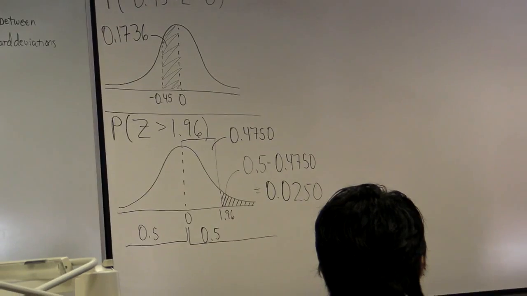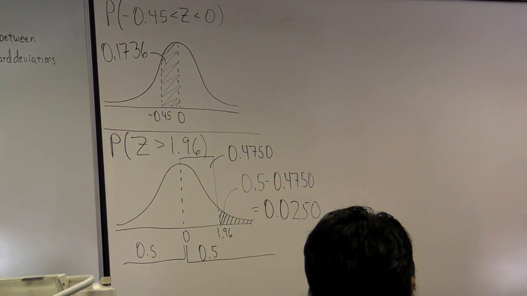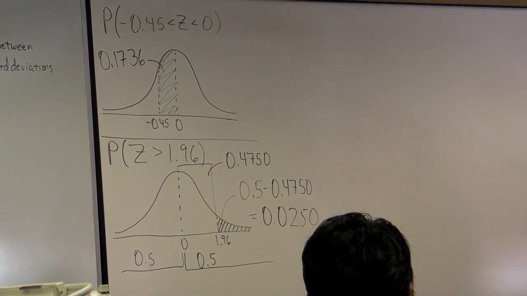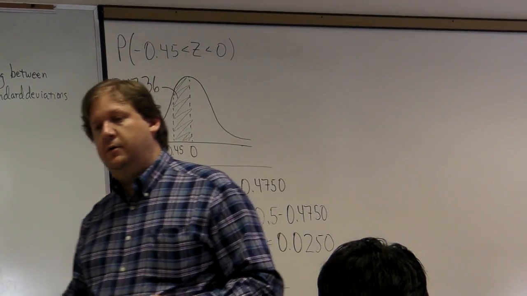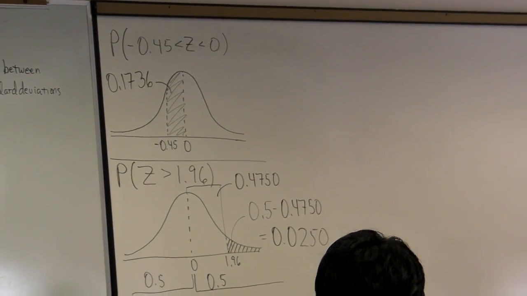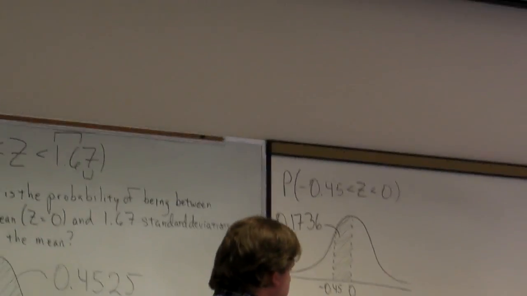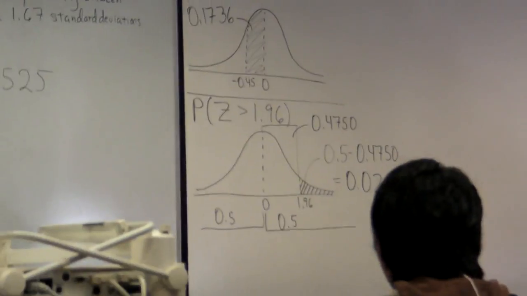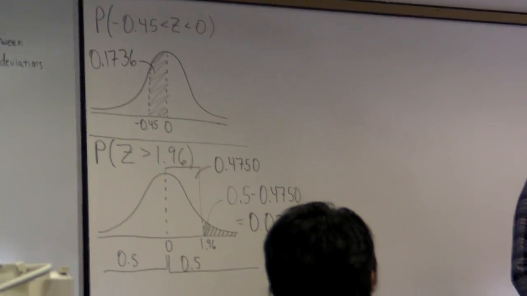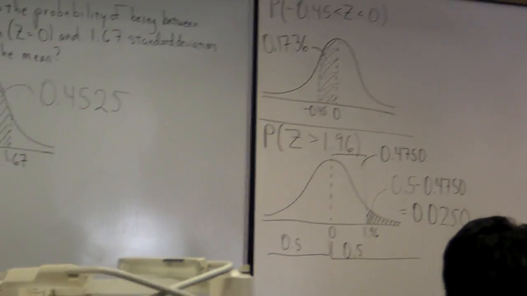And the reason why this is magical in statistics is if you're doing a 95% confidence interval, or you're doing an alpha of 0.05 on a hypothesis test, this is the cutoff value you use, 1.96. So in this case, we found the probability of being more than 1.96 standard deviations above the mean is 2.5%. Any questions about this one?